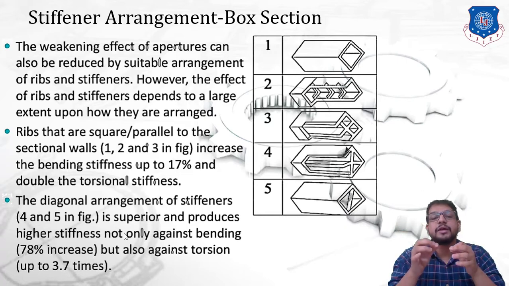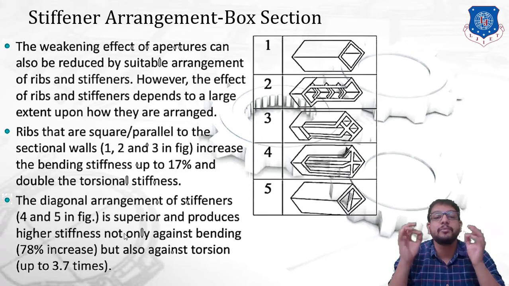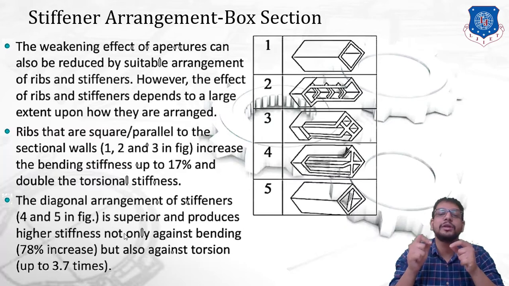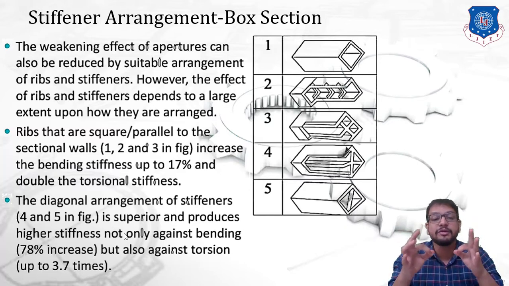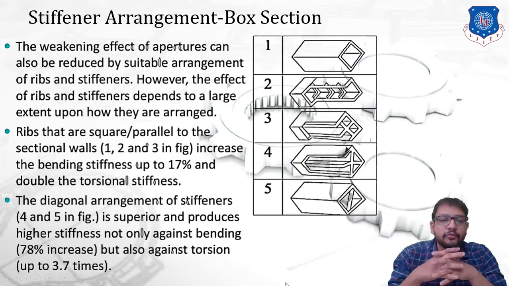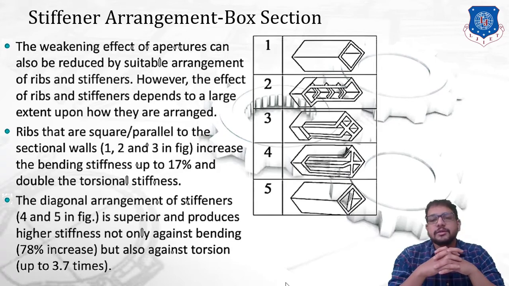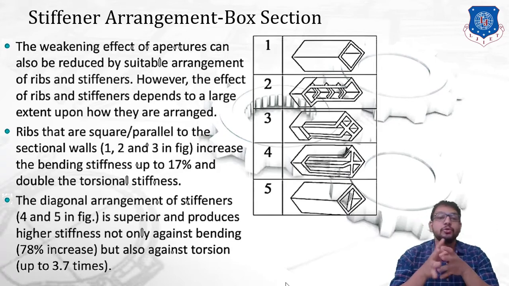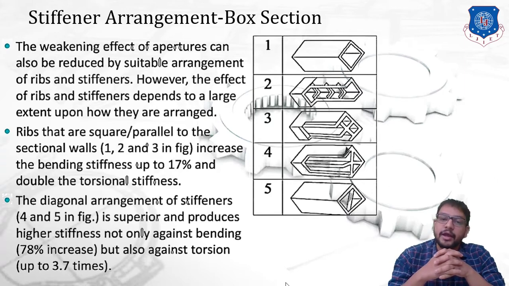The diagonal arrangement of a stiffener, shown in figures 4 and 5, that is a cross arrangement, is superior and produces a higher stiffness not only against a bending load, where there is a 78% increment in the stiffness, but it also increases the stiffness against a torsional load up to 3.7 times. So the most suitable arrangement, which provides superior stiffness against bending as well as torsional load, is shown in diagrams 4 and 5, that is our diagonal stiffener. Okay, so these are the arrangements for our box section.